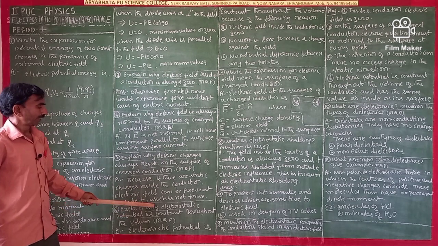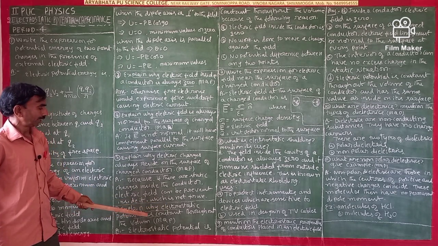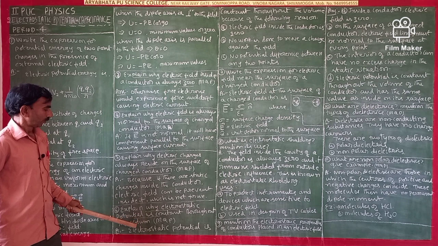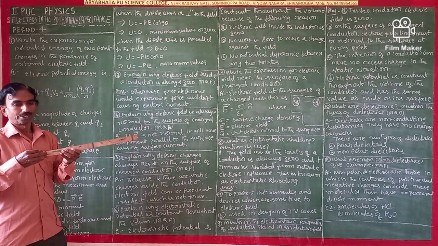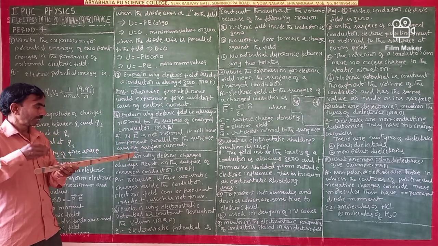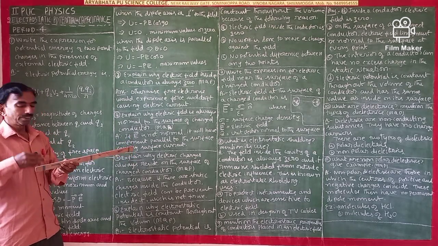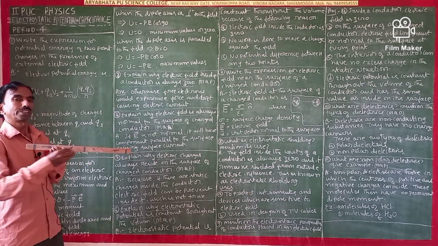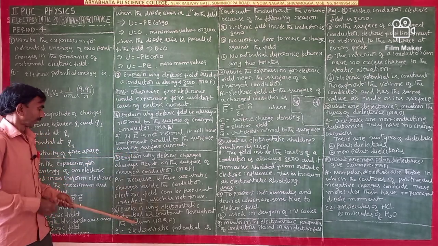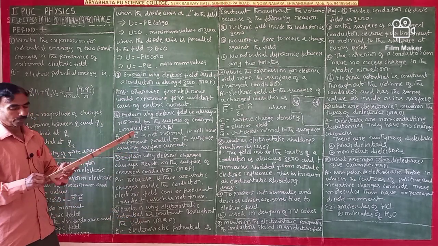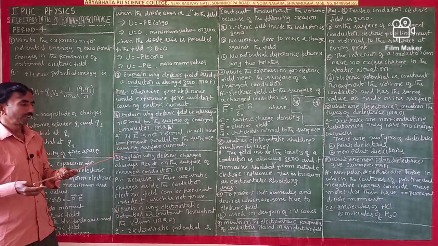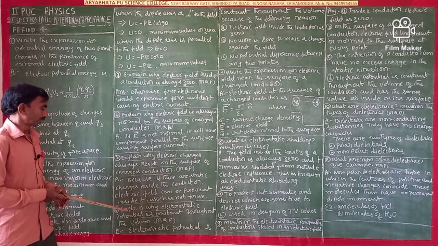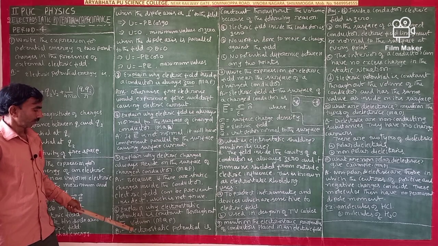Next, explain why electrostatic potential is constant throughout the volume. The electric charges reside outside. Electric potential means potential energy. So it is always constant throughout the conductor. Why? Throughout the whole volume, the electric potential is always constant.